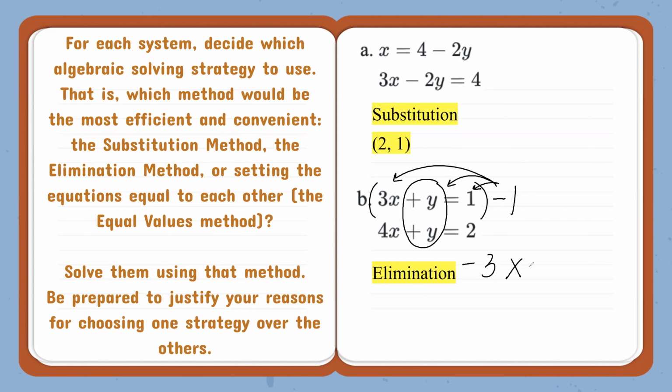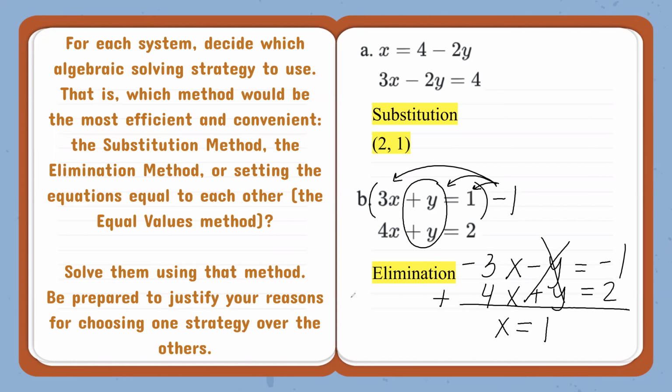Negative 3x minus y is equal to negative 1. And my bottom equation didn't change, so I'm not going to do anything with that. I'm going to add the two equations together. Negative 3x plus 4x is positive x. This eliminates. Negative 1 plus 2 is 1. So hopefully 1 is x.